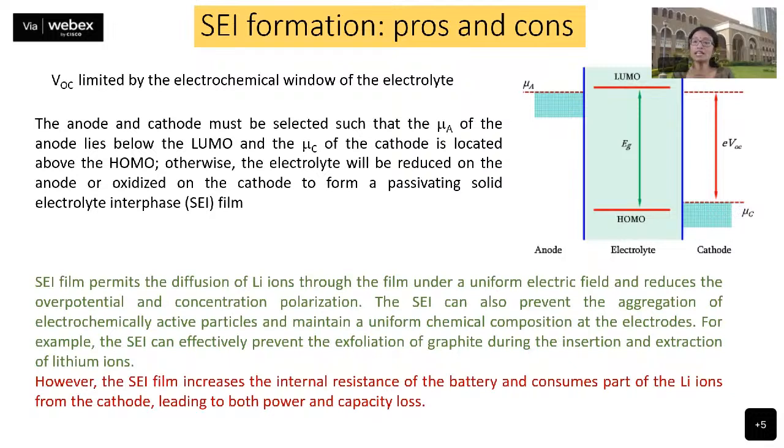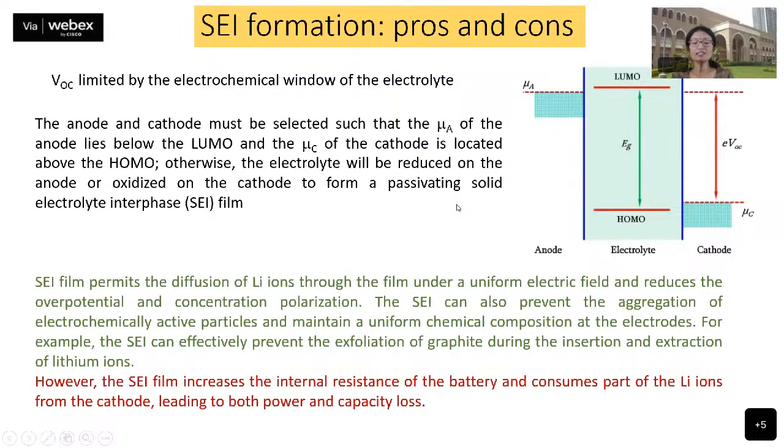So in case of graphite, if you are having that SEI formation, it prevents the continuous exfoliation of graphite. So it kind of seals it. SEI forms and it seals it. But it is not impervious to your lithium-ion diffusion. So the lithium-ion diffusion continues. But what is the problem?